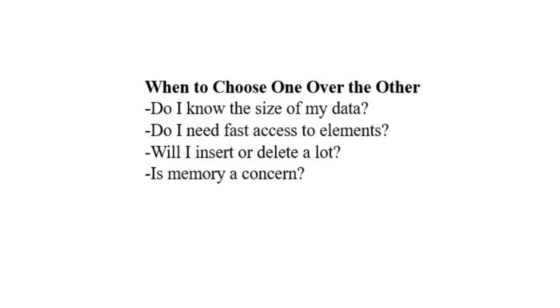So when to choose one over the other? Let's wrap up the comparison with a decision guide. Do you know the size of the data? If yes, and it won't change, use an array. If it is unpredictable, just use a linked list. Do you need fast access to elements? If you are accessing elements by index a lot, arrays are faster. If you are mostly traversing sequentially, linked lists are fine.